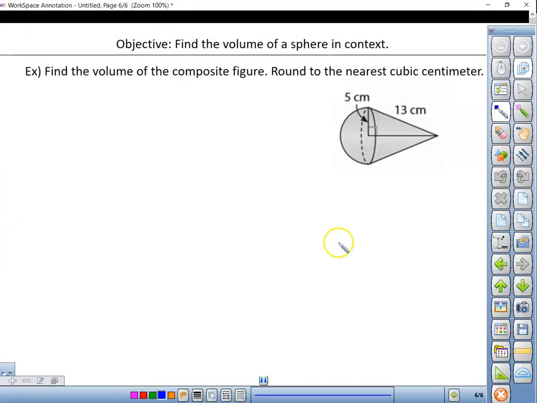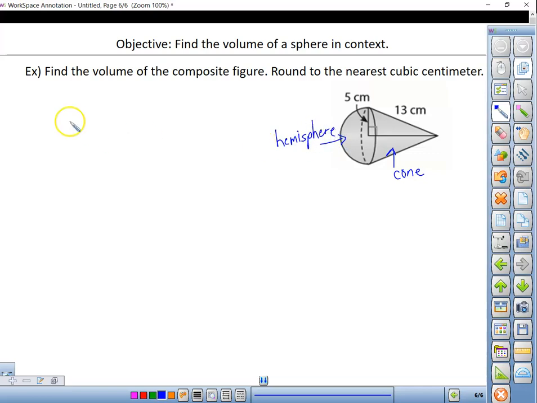So here we're looking at a composite figure. It sort of looks like an ice cream cone, or ice cream cone with ice cream on it. And so we've learned how to do composite volumes. This time we have to realize what our composite figure is made up of here, because it doesn't tell us. So in looking at this, we have to recognize that this portion here would be a cone, and that this portion here is half of a sphere, which we call a hemisphere.